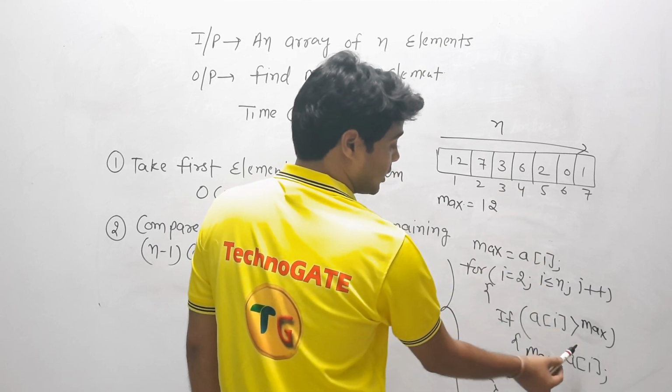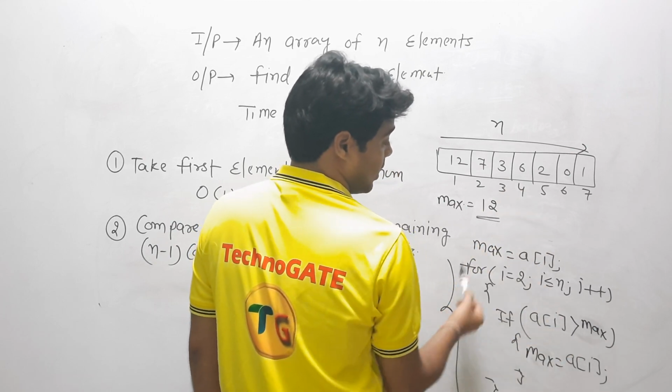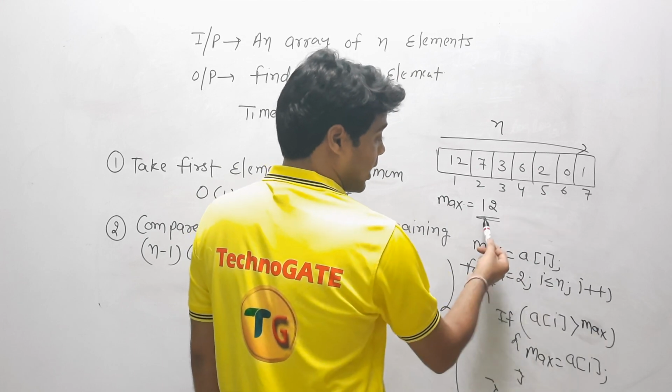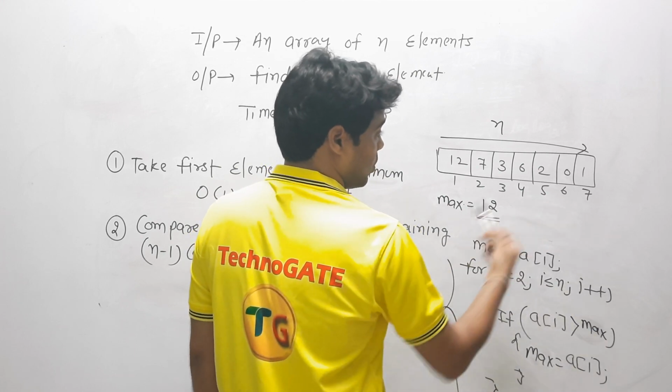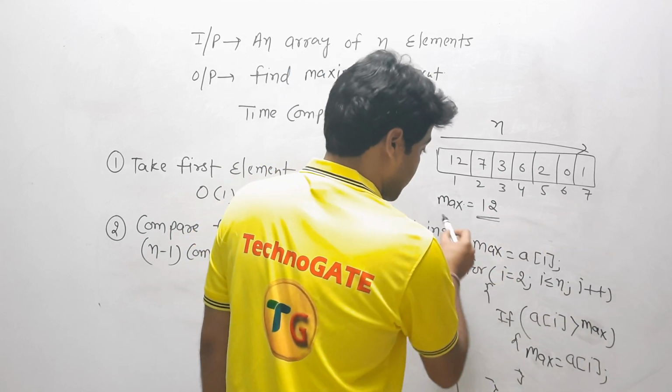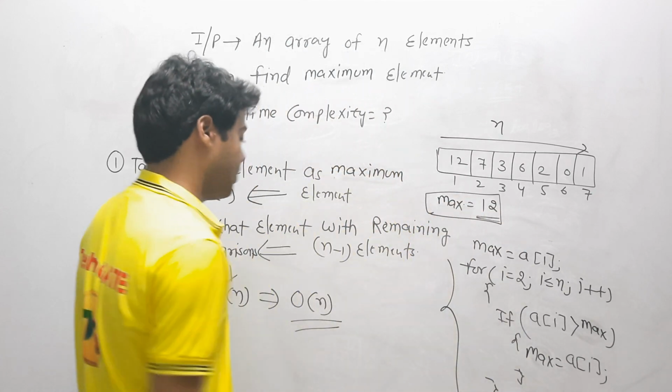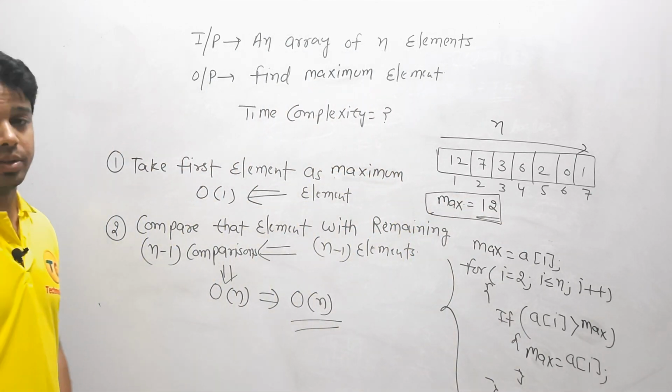Is 6 greater than maximum? No, because maximum is 12, the first element. Is 2 greater than 12? No. Is 0 greater than 12? No. Is 1 greater than 12? No. So what is the maximum element here? 12. So the same order of n time it will execute.